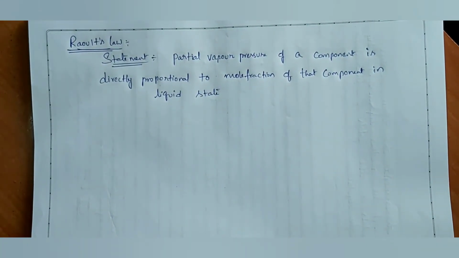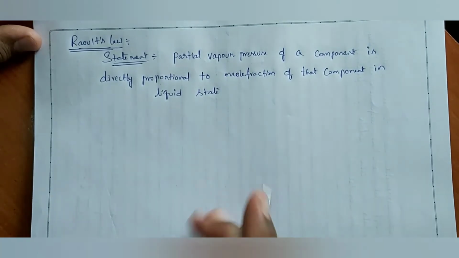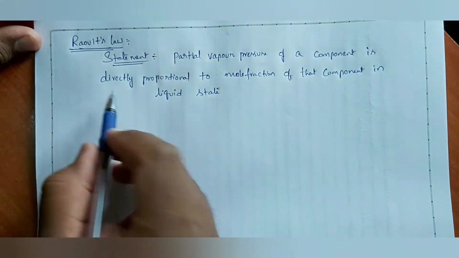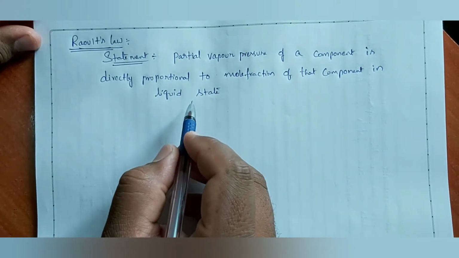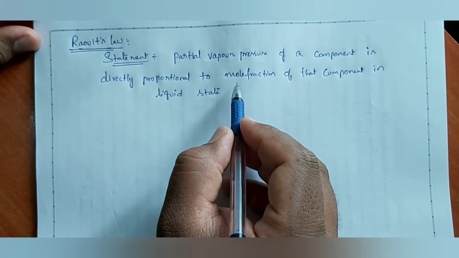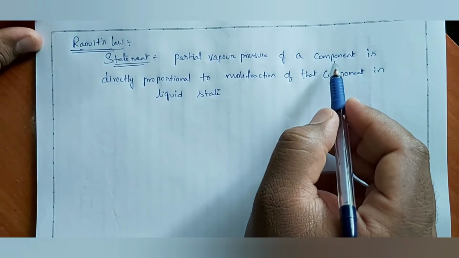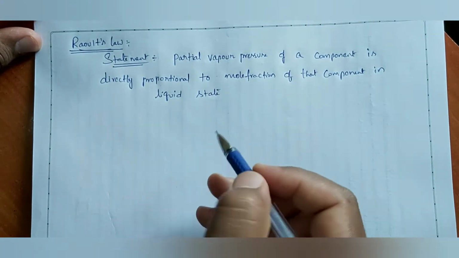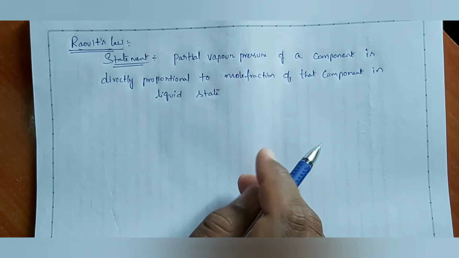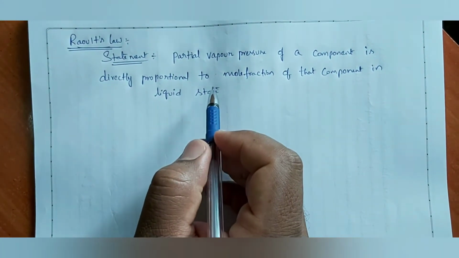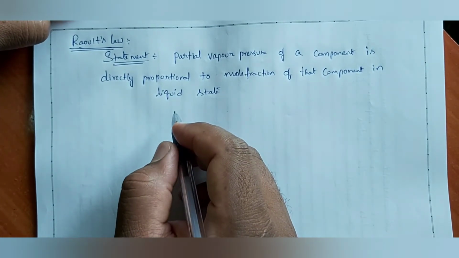I will explain the statement also. Before that, what is the statement? Let us see once again. Partial vapor pressure of a component is directly proportional to mole fraction of that component in liquid state. Its mole fraction in liquid state is chi A. Suppose I am discussing the A component, that means A, the solute. For that, the mole fraction is chi A, and the partial vapor pressure is Pa. So Pa is directly proportional to chi A.